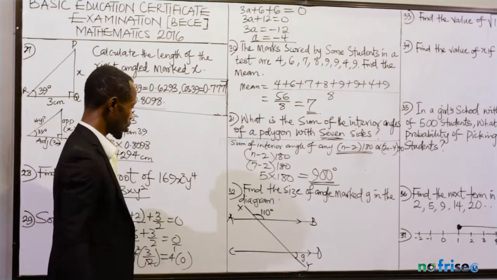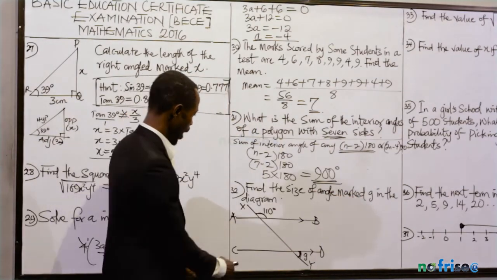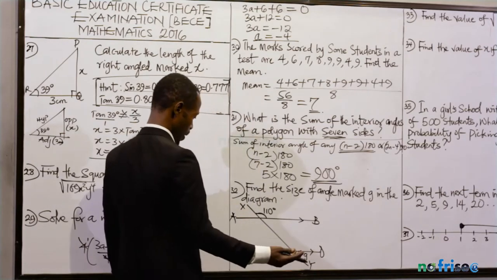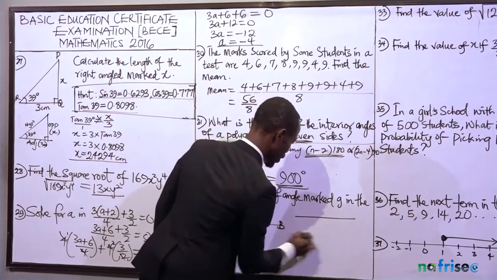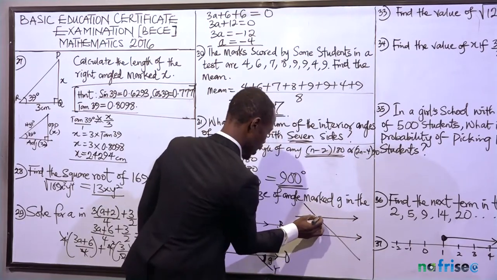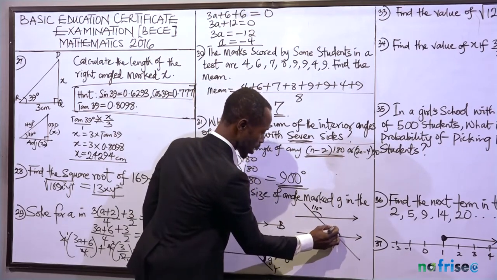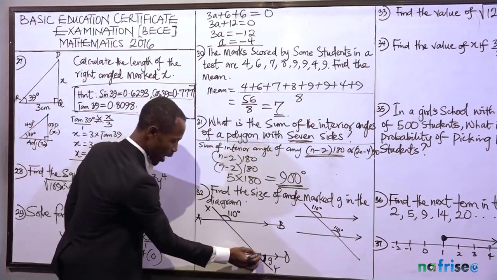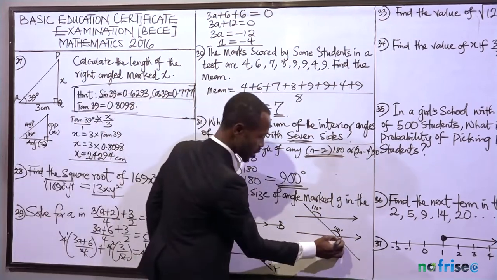All right, now 32. Find the size of the angle marked G in the diagram below. This is the angle again, G. So remember I told you that you have alternate angles and corresponding angles. Now look at the diagram properly here again. Assuming this is a parallel line and there's a transversal, you have this angle here as 110 degrees. Take note that this angle is also 110 degrees because they're corresponding angles. So that means this angle here is 110 degrees. And this happens to be G.